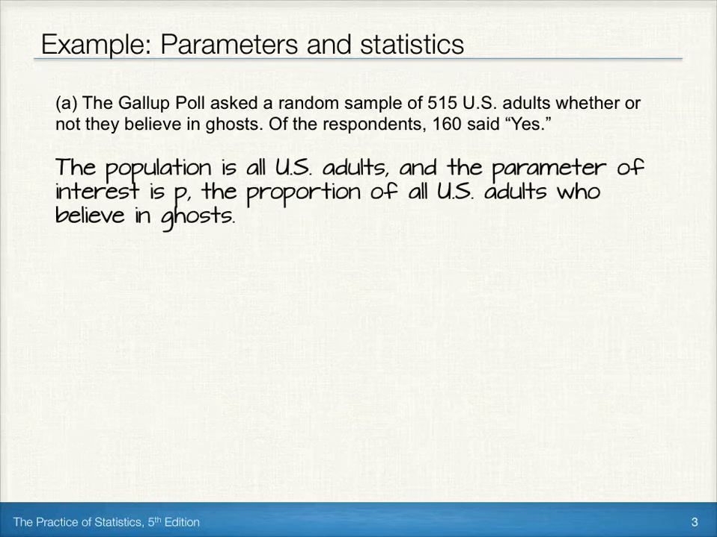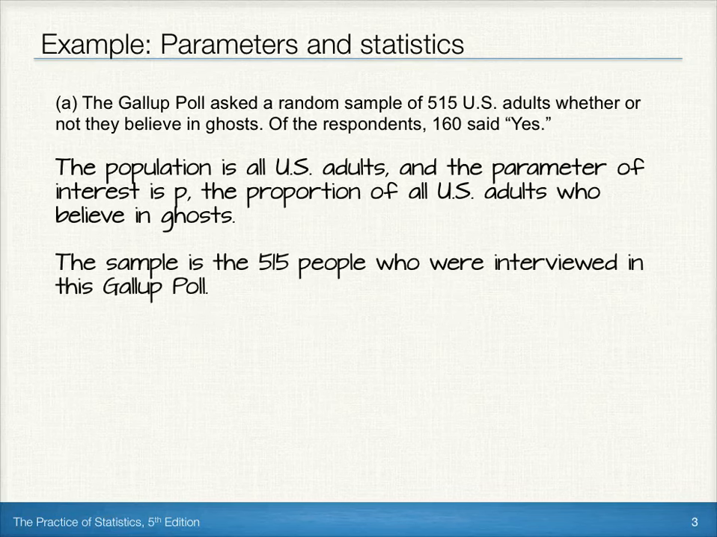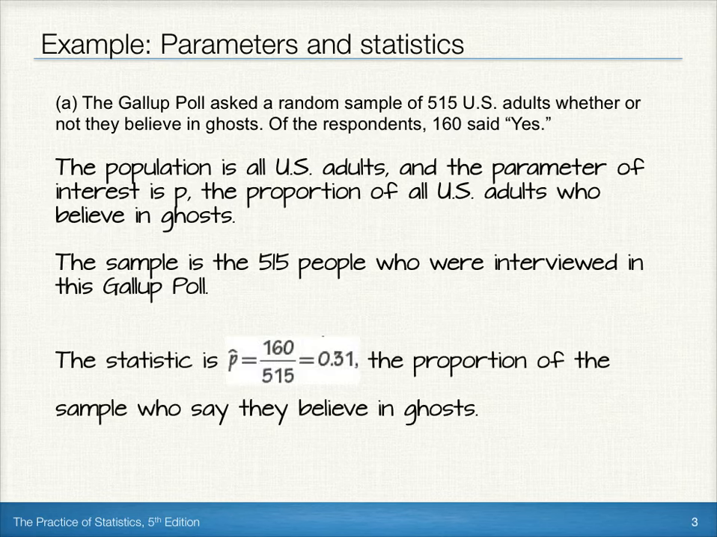Well, the population in this case is all US adults, and the parameter of interest would be p, the proportion of all US adults who believe in ghosts. The sample is the 515 people who were interviewed in this Gallup poll. Our statistic of interest then is p-hat equals 160 over 515, or 31%, the proportion of the sample who say they believe in ghosts.